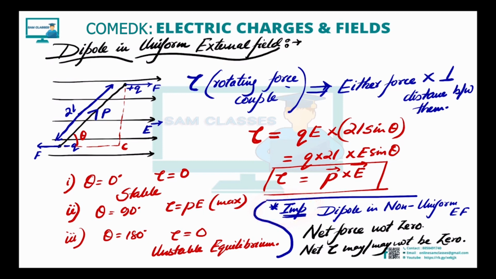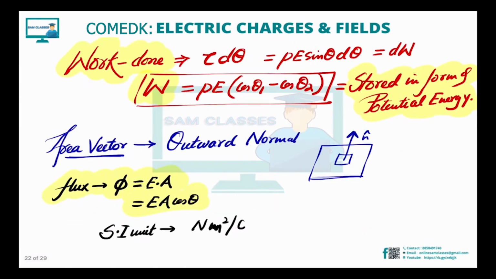Now, the other important point we have to keep in mind is a dipole in a non-uniform electric field. What happens? The net force will never be zero, but the torque may or may not be zero depending on the orientation, how you're keeping it. So net translational force will never be zero if it is a non-uniform electric field, but the torque may or may not be zero. Both conditions are there.